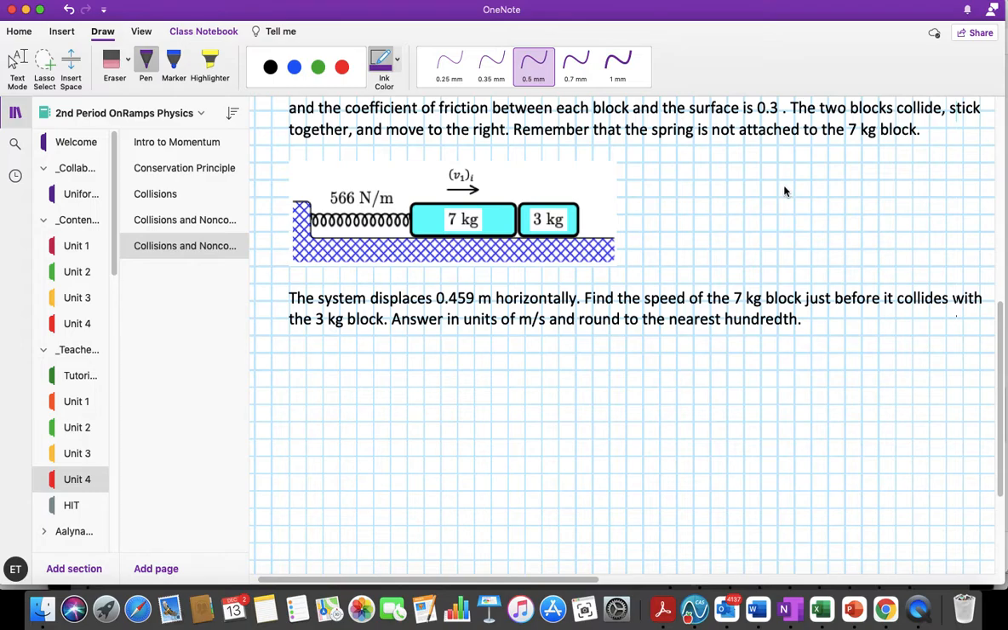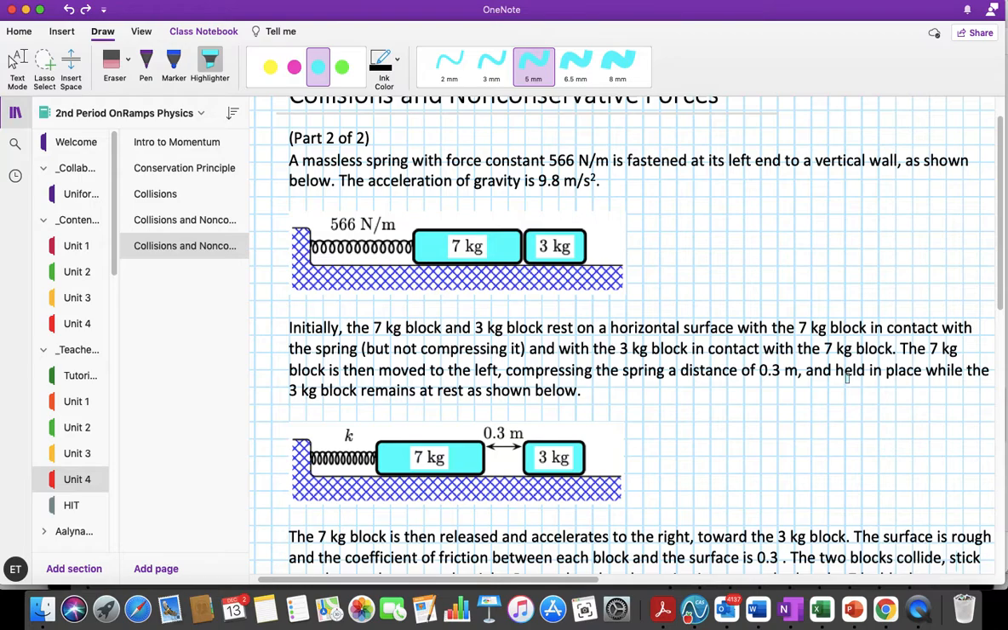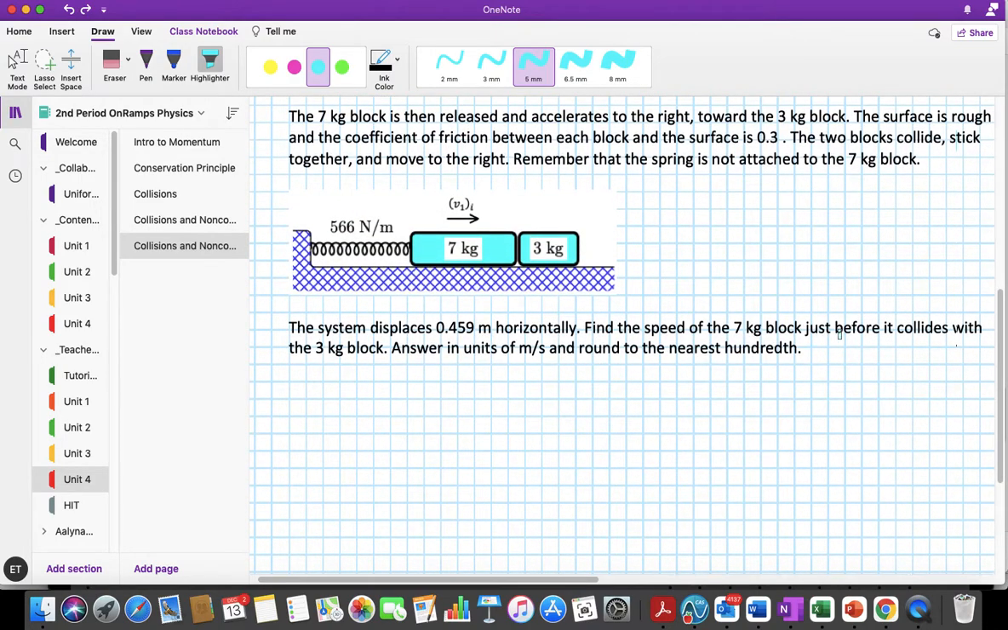So we have that the system displaces 0.59 meters horizontally, and we know that is before coming to rest. Now we need to find the speed of the 7 kilogram block just before it collides with the 3 kilogram block. And again, this is all collisions. Don't forget that for collision we have a before and also an after. This is what we have to focus on.